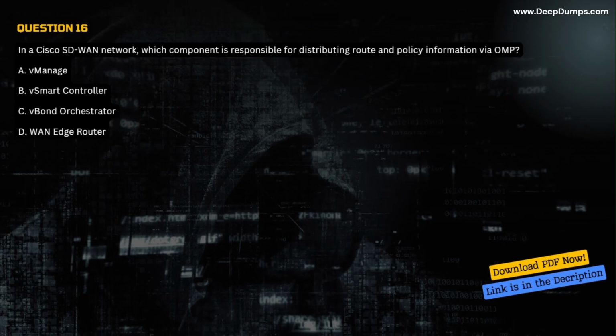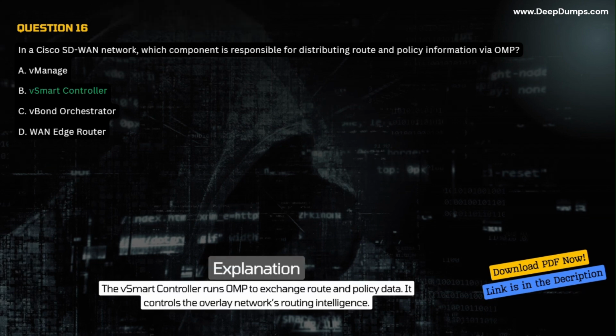Question 16. In a Cisco SD-WAN network, which component is responsible for distributing route and policy information via OMP? A. vManage. B. vSmart Controller. C. vBond Orchestrator. D. WAN Edge Router. Correct answer B. vSmart Controller. Explanation. The vSmart Controller runs OMP to exchange route and policy data. It controls the overlay network's routing intelligence.